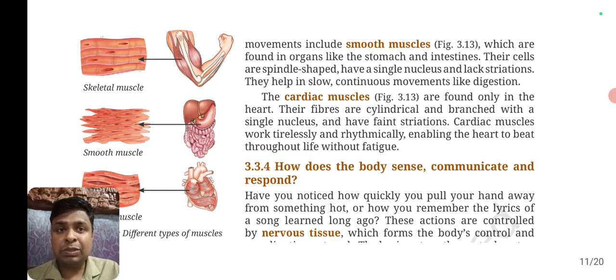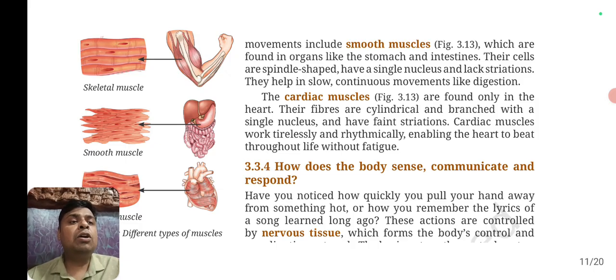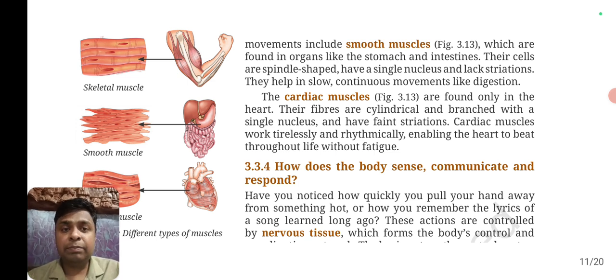Now the name tells you, skeletal muscles. They are present in the skeletal system, the skeleton. Smooth muscles are found in the organs of the stomach and intestine. Their cells are spindle shaped. See the shape, the tapering shape, that is called spindle shape. So these are spindle shaped, have single nuclei and lack striations. So they don't have lines in between them. Striations are small lines which you see under microscope.